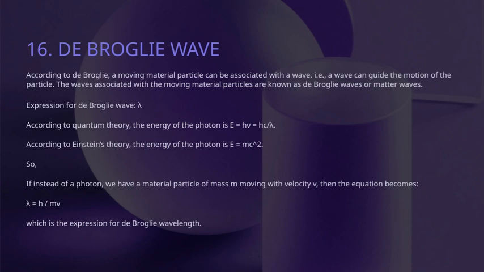This concept was groundbreaking because it bridges particle physics and wave physics, showing that matter exhibits wave-like properties under certain conditions. In essence, de Broglie's theory helps us understand the wave-particle duality, which is a cornerstone of quantum mechanics and critical to the overall understanding of atomic and subatomic behavior.